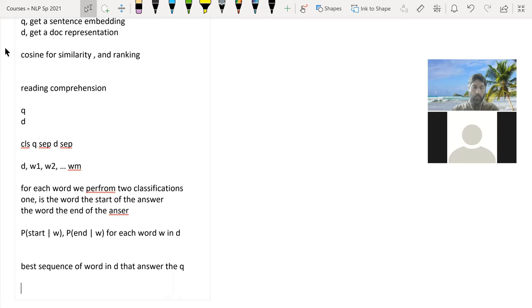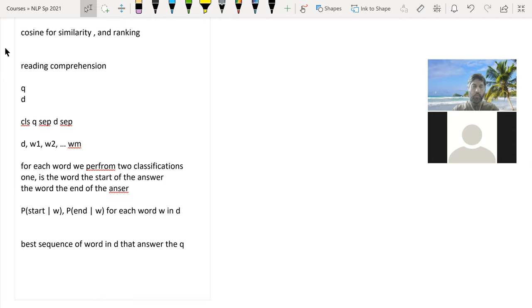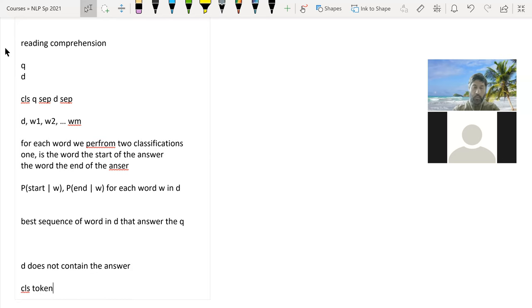There is one other scenario. Let's say our IR system did not do a good job, and the D does not contain the answer. That can happen, right? And of course, if you pass this Q and D into BERT, all words would get some probabilities for start and end, and you might generate a sequence of words for the answer, but that would not be correct because this document did not contain the answer. So for that, you can use the CLS token and its output.